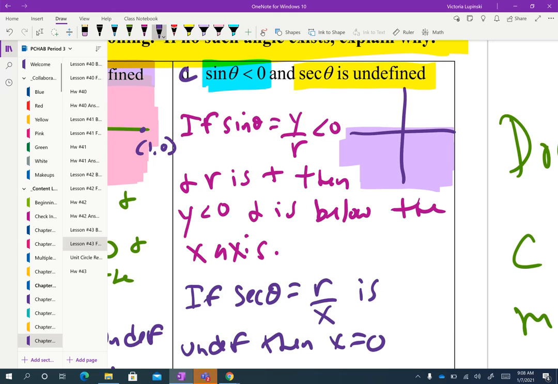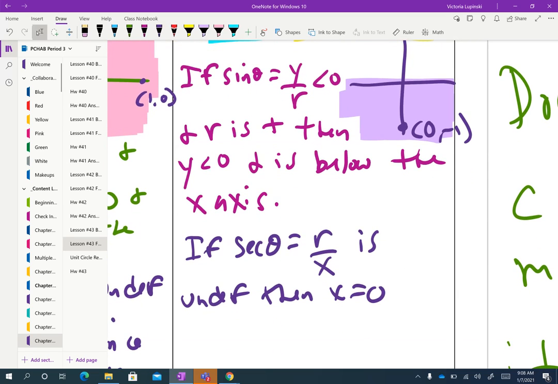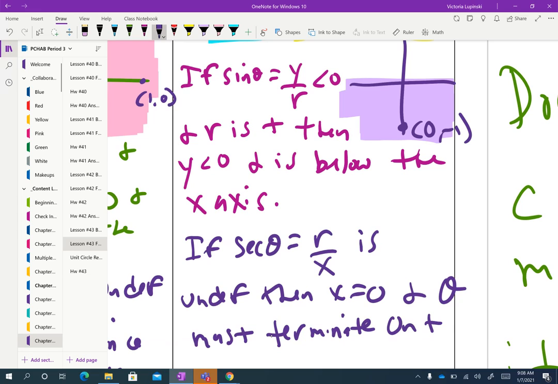Are there any locations in that purple where x is equal to 0? Turns out that there actually is a location. It would have to be here. Remember, this is the point 0, -1. So the angle must terminate on the negative y-axis.